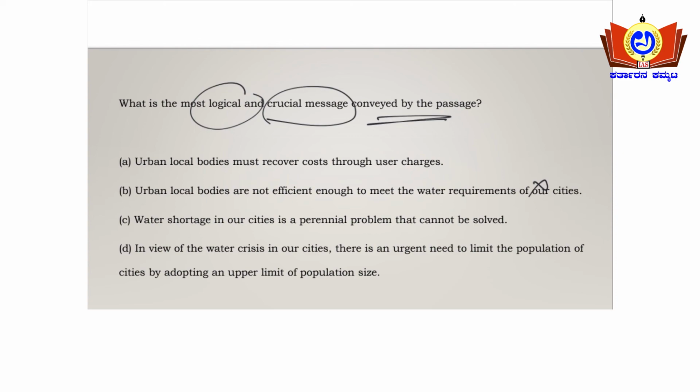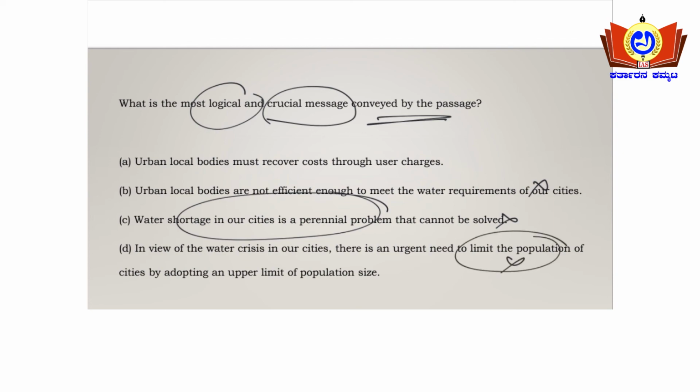Water storage shortage in our cities is a perennial problem that cannot be solved. Nowhere in the passage can we see that water shortage is there and that it's a perennial problem. So this can also be negated. In view of the water crisis in our cities, there is an urgent need to limit the population. No, they have not talked about the population.